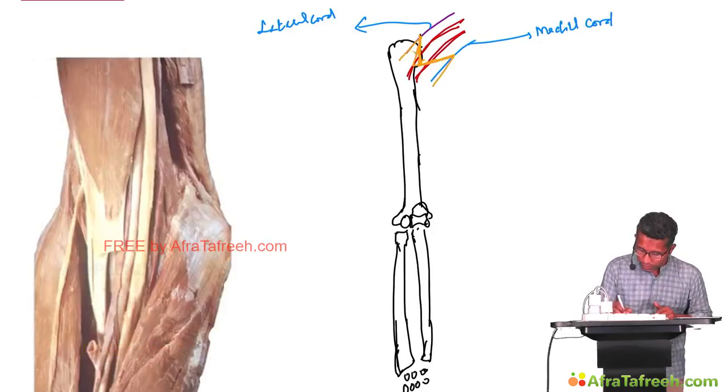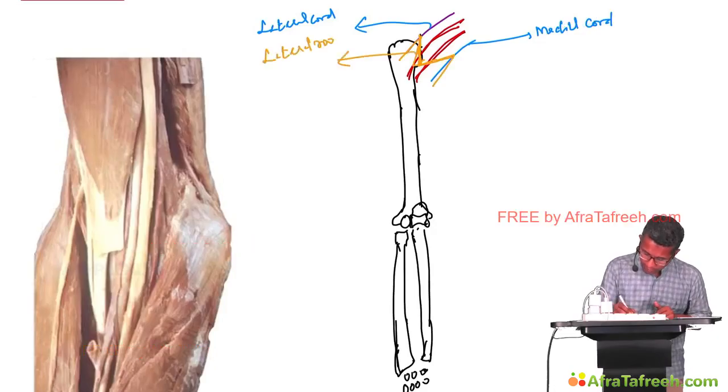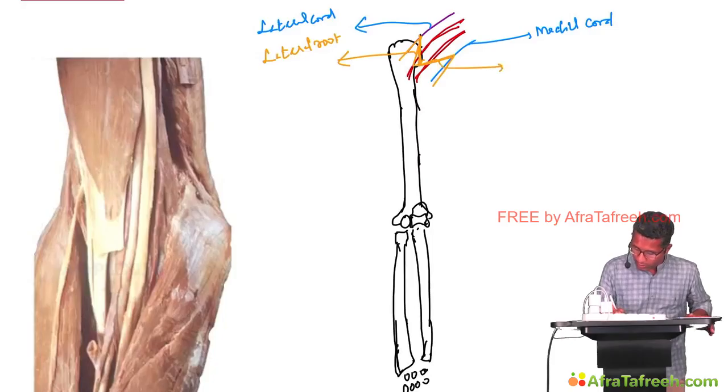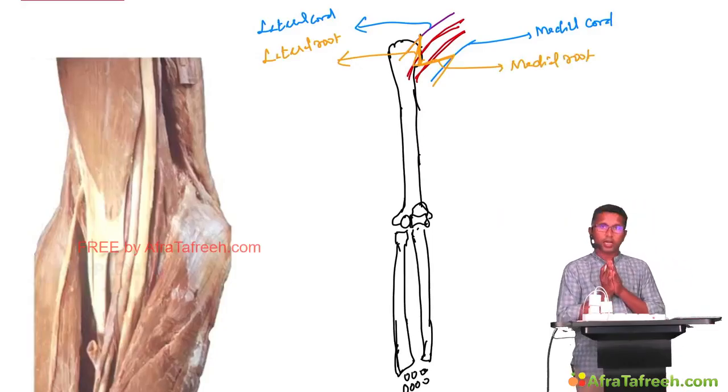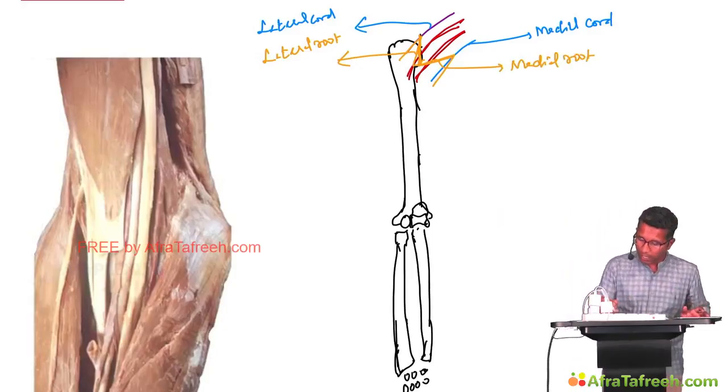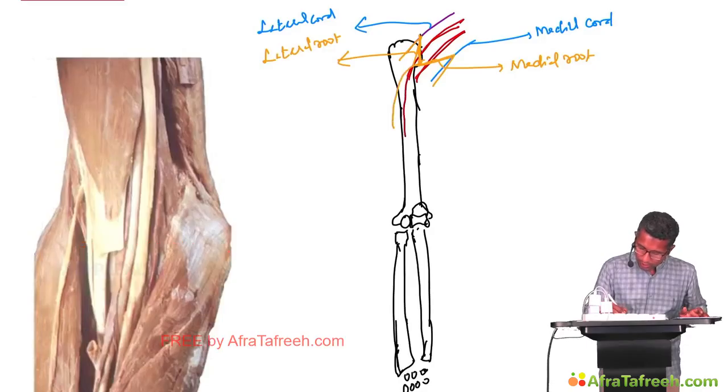So what is this root? This root is the lateral root of the median nerve. And what is this root? This root is the medial root of the median nerve. Now both of them fuse to form the median nerve, and the median nerve, after its formation, how does it run? It runs on the lateral aspect of the brachial artery. So the axillary artery, as you all know, continues as the brachial artery.